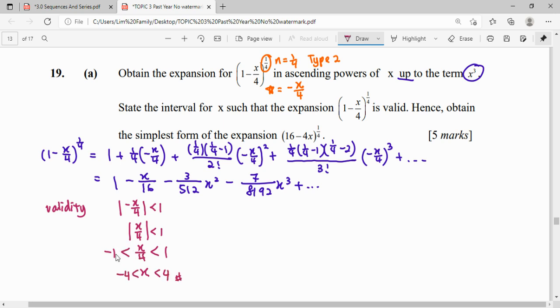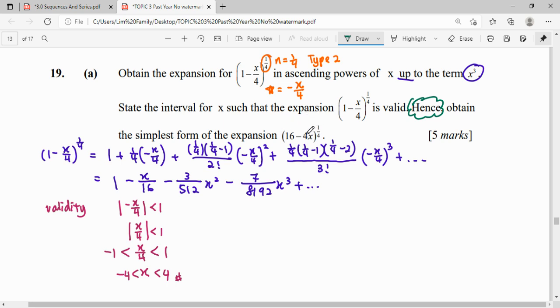So this is the validity of our value x. It means whatever value of x we want to use after this, it has to be between negative 4 and 4. Other than that, the value will make this expansion invalid. Then, hence, we go for task 3. Our task 3 here, hence, means using whatever we already have before this, we're going to obtain the simplest form of this expansion.